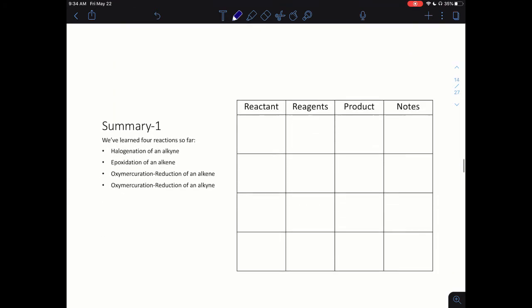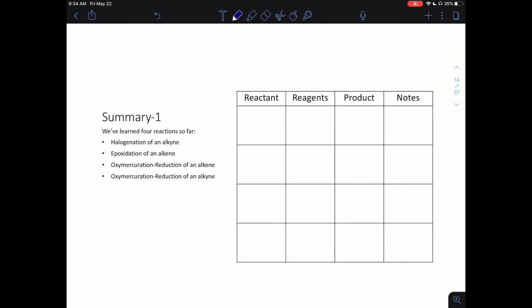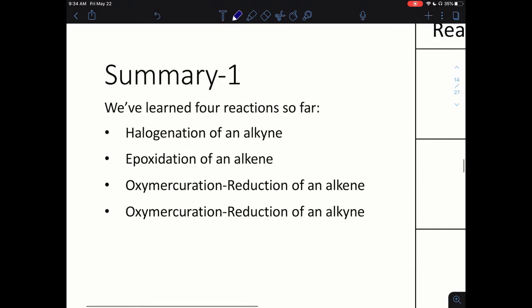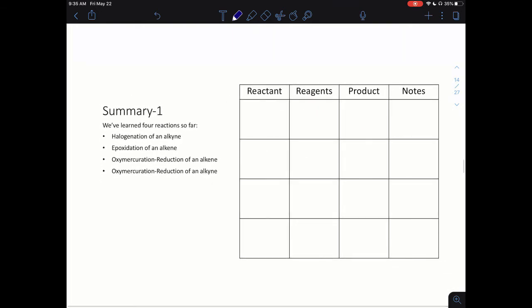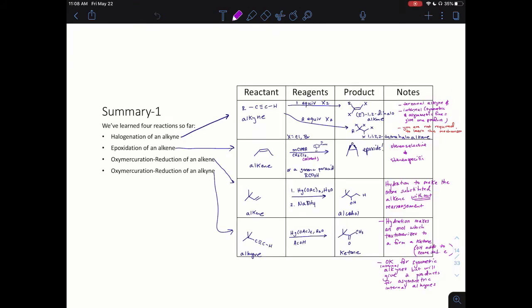So let's take a pause and summarize. We've learned 4 new reactions so far. Halogenations of alkynes. That's related to halogenations of alkenes from the last class. Epoxidation of alkene. Oxymercuration reduction of an alkene and oxymercuration reduction of an alkyne. So pause, fill this out, and then we'll continue in just a few moments.